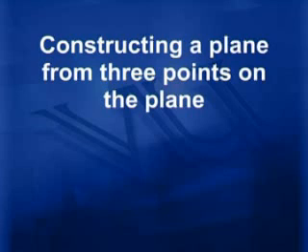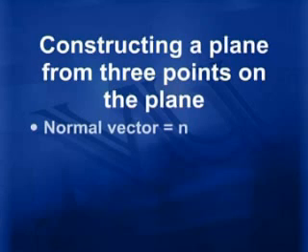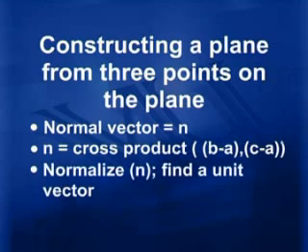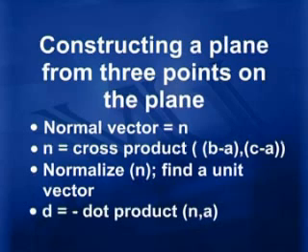So the basic idea of construction of a plane has been discussed, and now we can go into the specific details of constructing a plane from 3 points on the plane. Normal vector n is equal to the cross product of b minus a comma c minus a. The normalization of n would be the next part, in which we find a unit vector, because we have already seen in our calculations that a unit vector always helps. D is equal to minus dot product of n comma a.